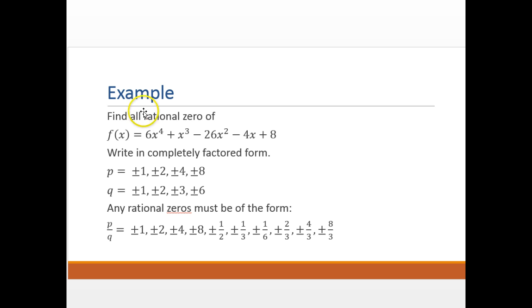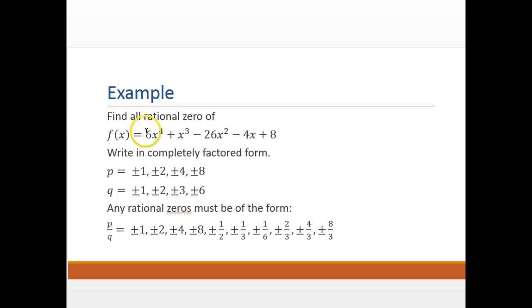I have this polynomial f of x equals 6x to the 4th plus x cubed minus 26x squared minus 4x plus 8. I want to write it in completely factored form. I need all the rational zeros. So p is a factor of my constant term, the 8. So the factors of 8 are plus or minus 1, plus or minus 2, plus or minus 4, plus or minus 8.